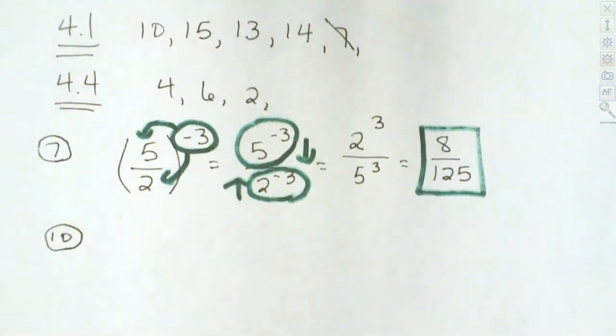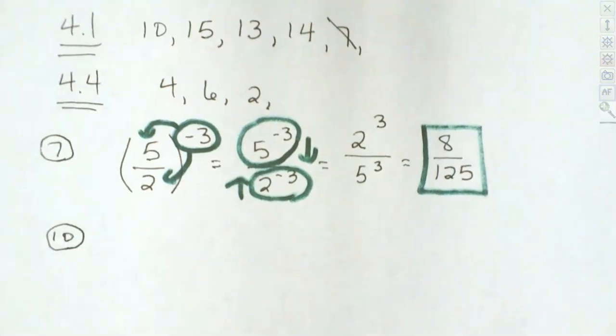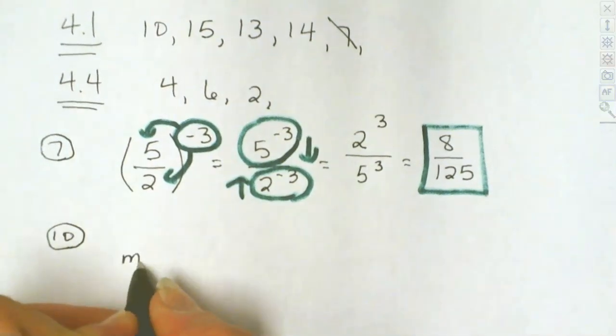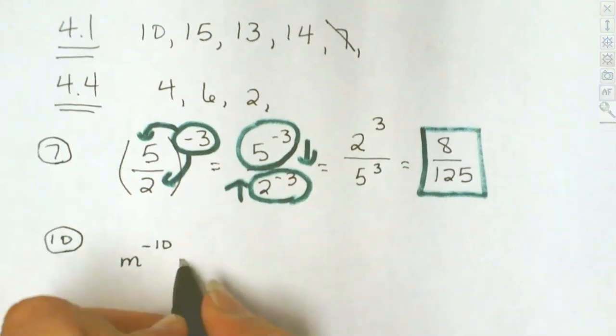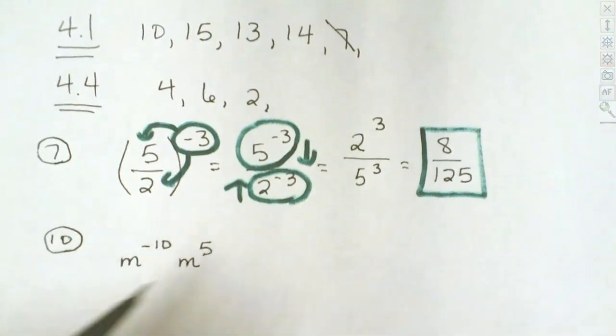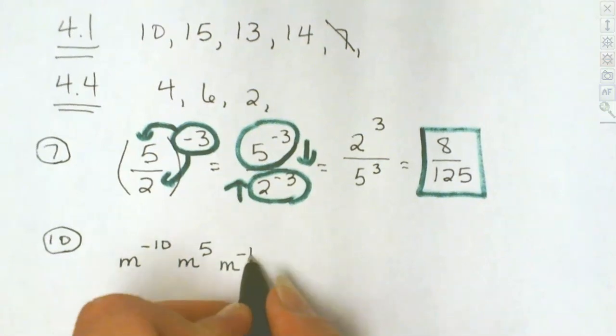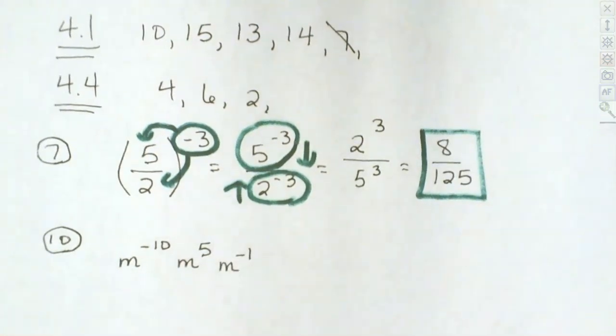Question 10, we're going to be using the product rule. So for question 10, we have m to the 10th, m to the 5th, m to the negative first power. Now, very easy to work this one out. We need to remember, though, when we get our answer, we do not want negative exponents. So if it's got a negative exponent at the end, you make it a fraction.